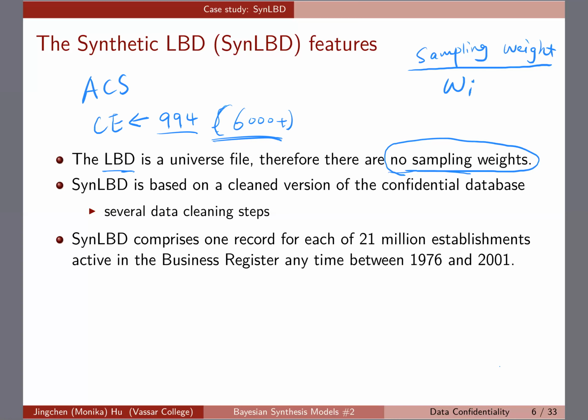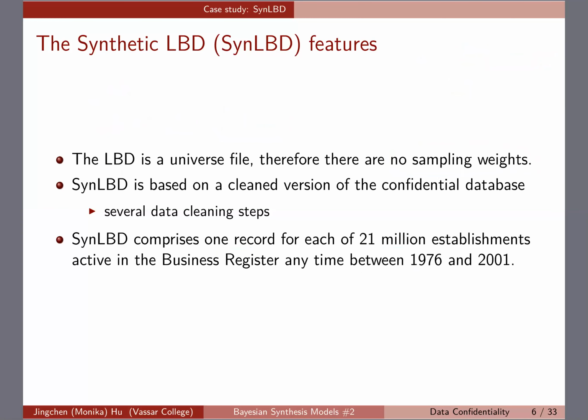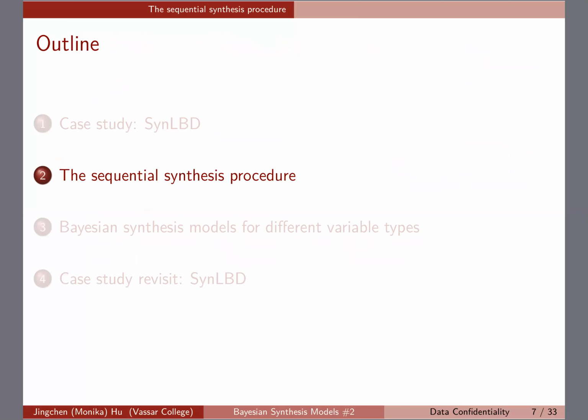They also did some cleaning steps, that's what they say in the paper. We never know what they are, but they exist. It's one record for each of the 21 million establishments. And it's a time series, because for each business establishment, if it exists for more than 1 year, it's going to have multiple records.